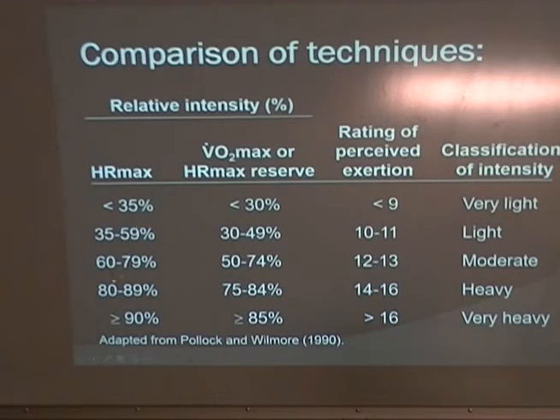Here's my heart rate max. If I'm working at less than 35%, that's very light. 35 to 59 is considered light. 60 to 79 is considered moderate. 80 to 89 is heavy. And more than 90% is very heavy.